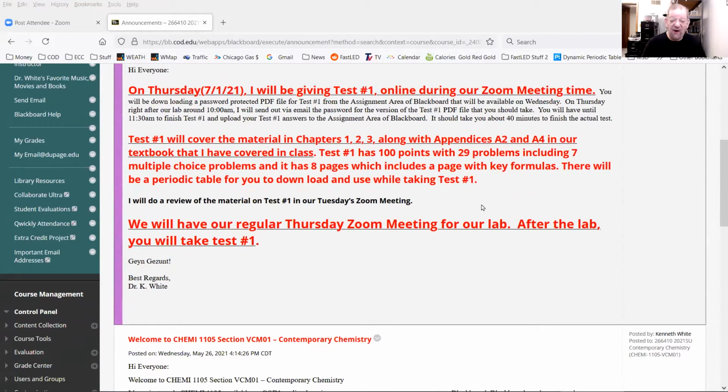Right after the lab, we'll just go right into the lab, and by 10 o'clock or maybe a little earlier, I will send out an email to you with the password for your version of test number 1. Sometime Wednesday afternoon, I will post in the assignment area the 2 versions of test number 1 for you to download. Download both of them, and the periodic table if you don't already have one. And that will be test number 1.